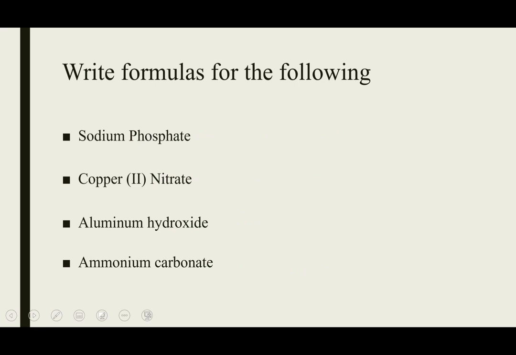When you are writing formulas from the name, you do the same thing that we've been doing. So you write out the cation, you write out the anion. It just so happens that it's a polyatomic anion. So sodium's a +1, PO4 is a -3, so I need 3 sodiums to balance out the charge of the phosphate, and Na3PO4.